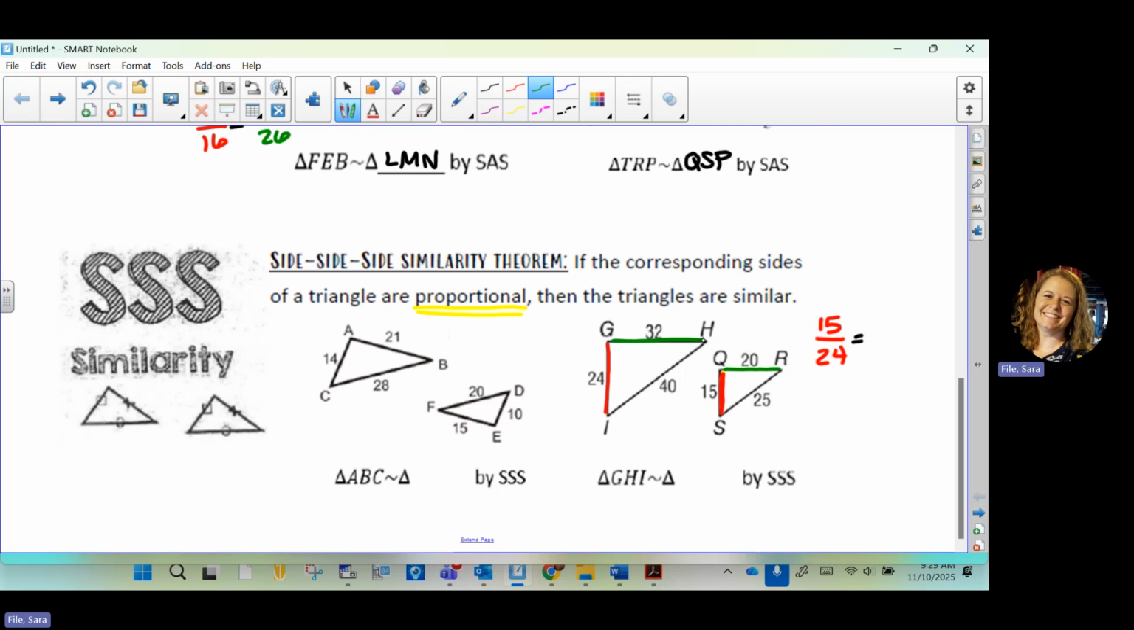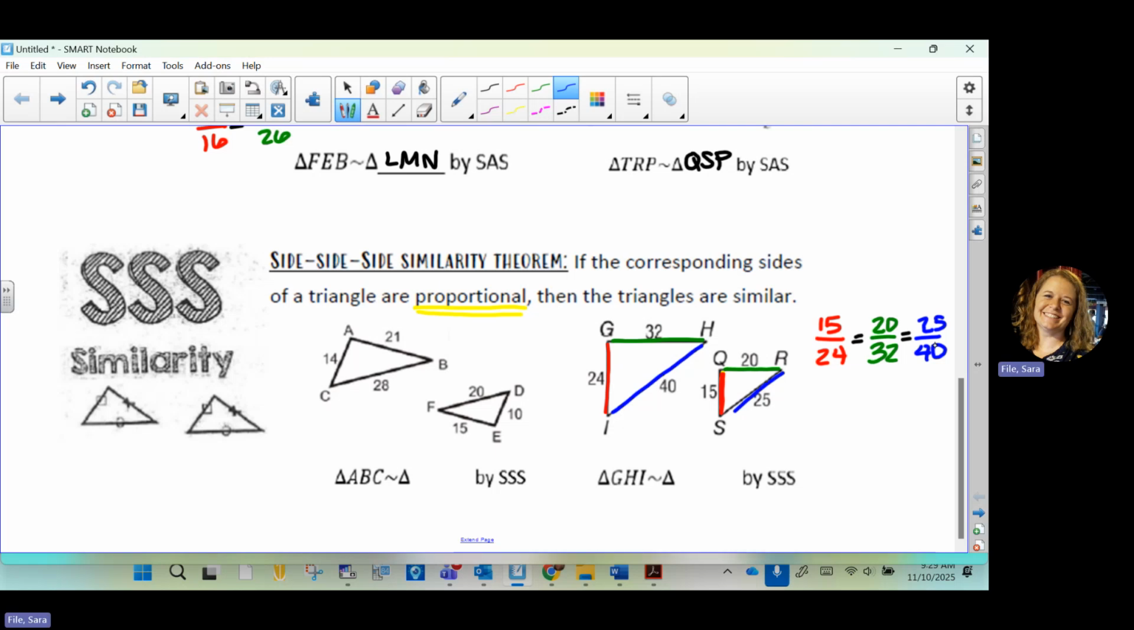And again, I did the 15 on top, so I have to do the 20 on top here. And then last but not least, 25 is the longest. 40 is the longest. So I would have to do 25 over 40. And guys, y'all can use a calculator to divide these and get what the ratio is. You don't have to do all of your reducing of fractions by hand. All of these reduce to the same value. They all have the same ratio, which is 5/8.